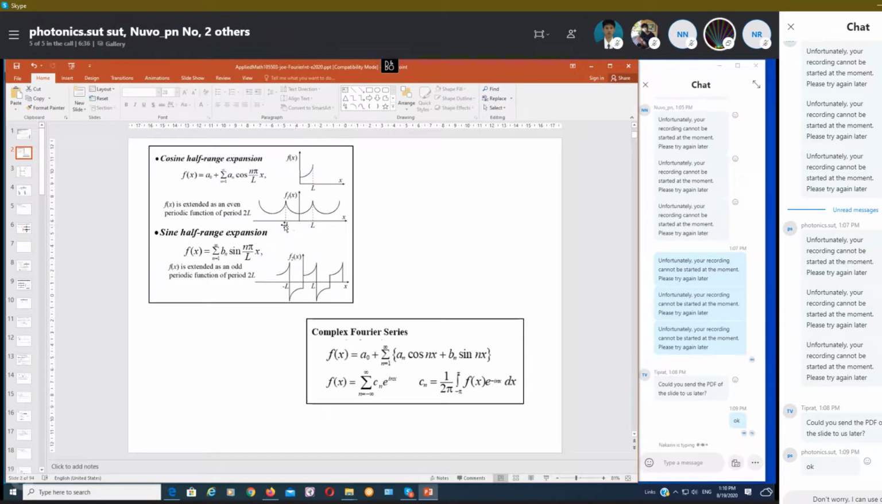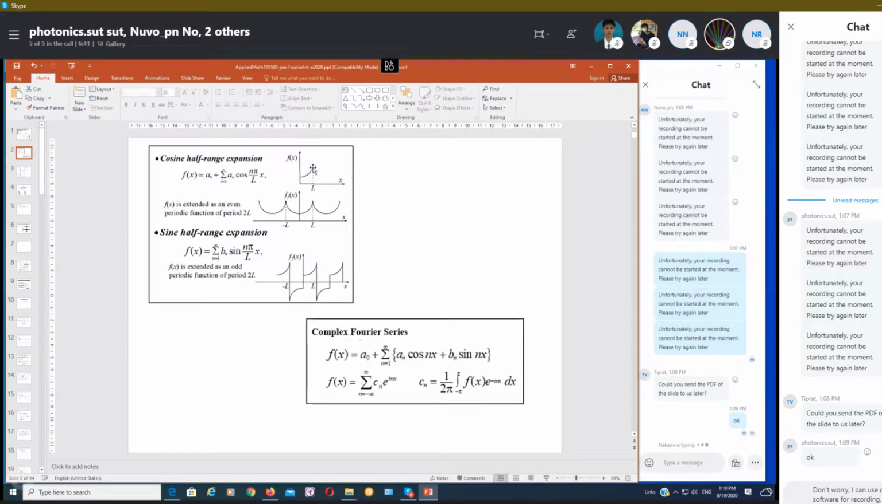One cycle becomes 2L, so this is half range. So we expand another half range, and we call it cosine half-range expansion. If you think that with the cosine half-range expansion you need to calculate A0 and An, and it is too long and takes time, then you can expand as a sine half-range expansion.